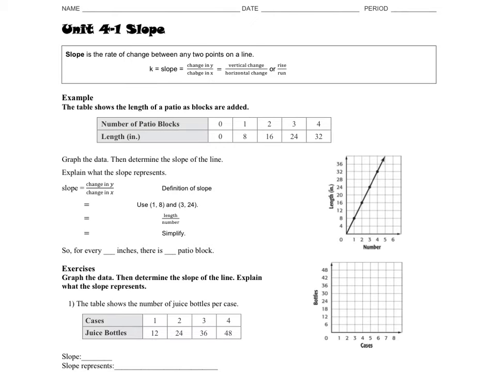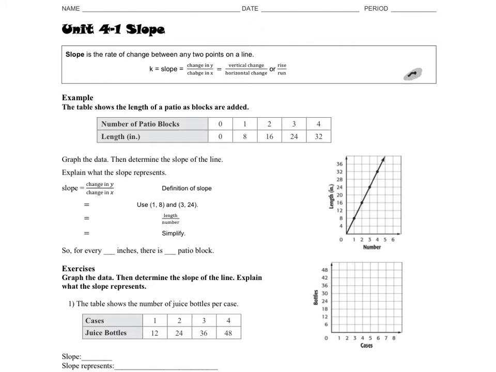Okay, guys, we're just going to look over Unit 4.1 slope. So we're going to go through the notes, and then you'll do the homework on your own. But we're talking about slope. We've been talking about slope. You just didn't maybe know it was slope that we were talking about.